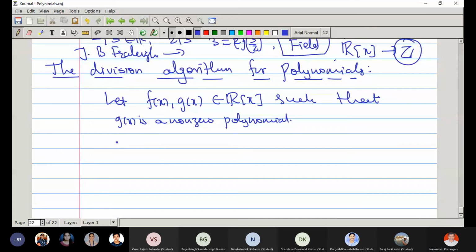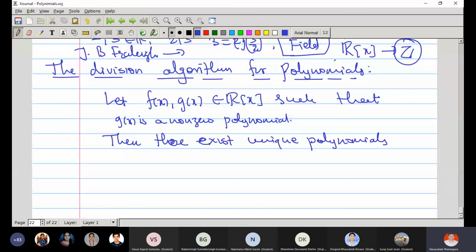Unique polynomials. There exist unique polynomials q(x) and r(x), unique. Whatever quotient and remainder we find in the division algorithm for integers, the quotient and remainder are unique. Unique in the sense the remainder lies between 0 and the absolute value of a. With respect to that condition, it is unique. Somebody may find some different remainder, but that remainder is a larger remainder or a negative remainder. That is not allowed. So such quotients and remainders are unique.